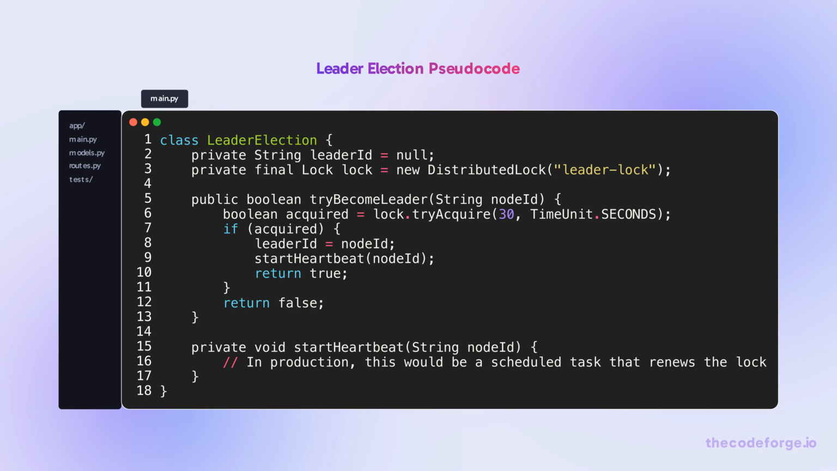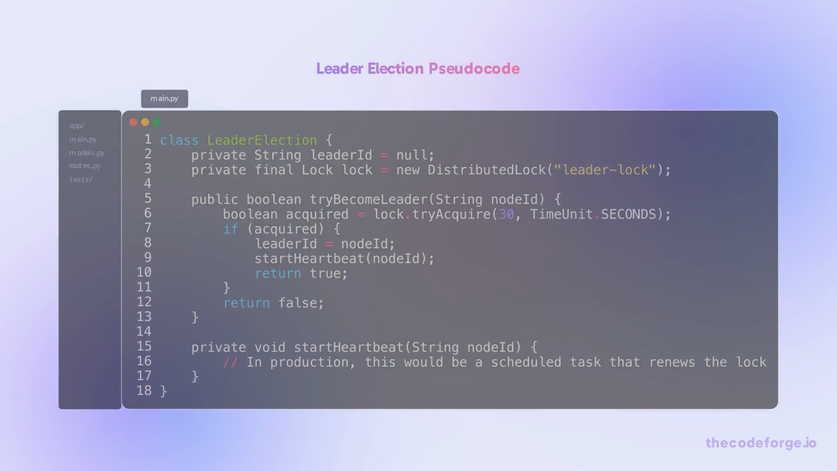Here's a simplified example in pseudocode. The tryBecomeLeader method attempts to acquire a distributed lock with a 30-second TTL. If successful, it sets itself as leader and starts a heartbeat to renew the lock.